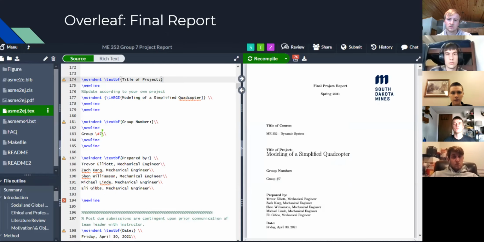And this is the Overleaf. We've just begun the report a little bit, and you can see that here. And that is the Group 7 project report 4.